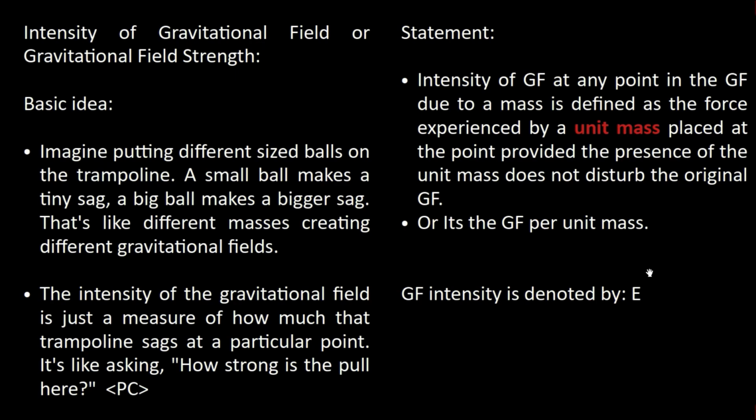Next, we're looking at the intensity of gravitational field, or gravitational field strength. So we are giving a numerical value to the field. Let's have a look. Imagine putting different sized balls on the trampoline. A small ball makes a tiny sag, a big ball makes a bigger sag. That's like different mass creating different gravitational field.